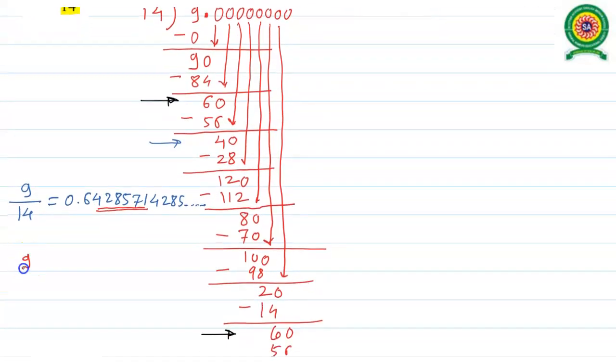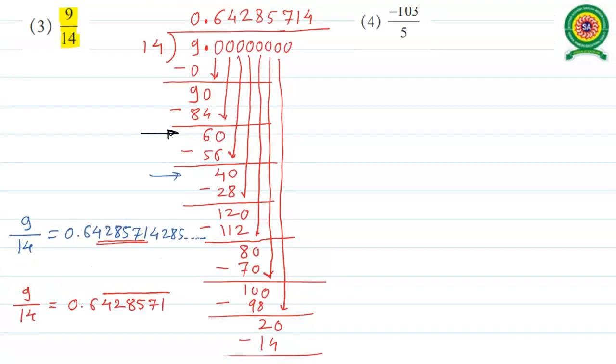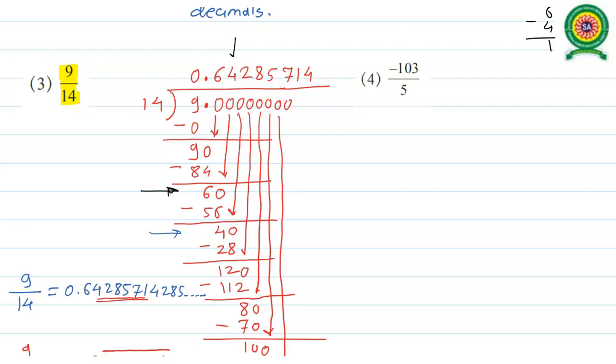So we write 9 divided by 14 becomes 0.642857, and 428571 is repeated infinitely many times, so we have to put the bar over 428571 only. Okay, so this is the decimal conversion of the given rational number 9 divided by 14. Now look at the next one.